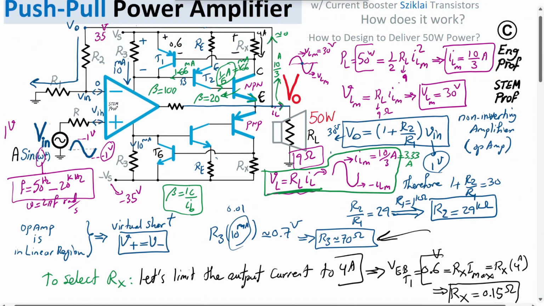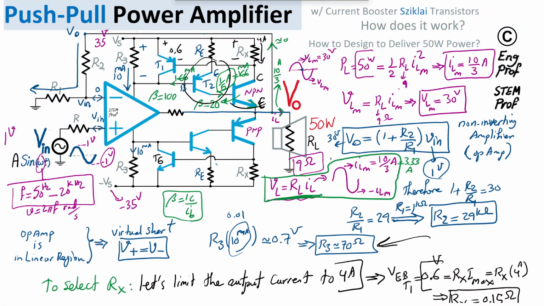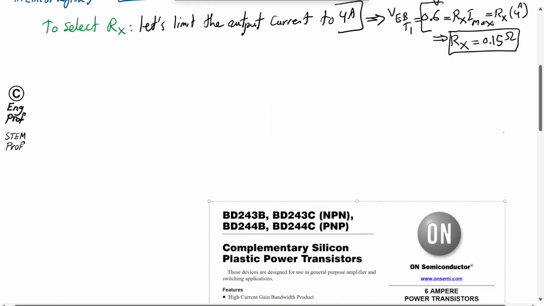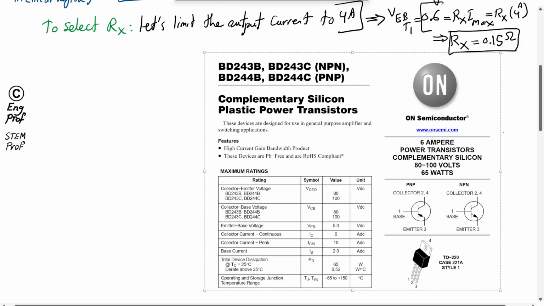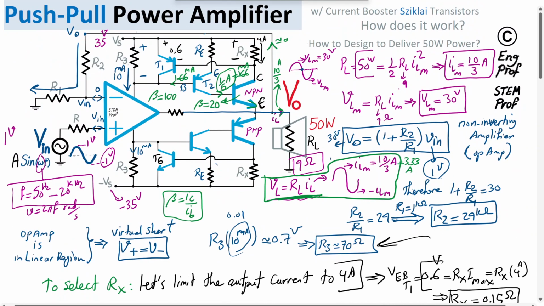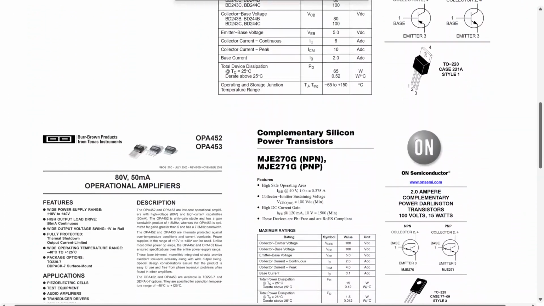The Sziklai pair, again, refers to a PNP-NPN combination, or an NPN-PNP combination. So that's the difference between the Sziklai and the Darlington pair transistor.